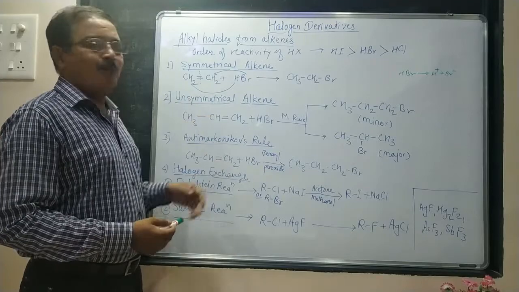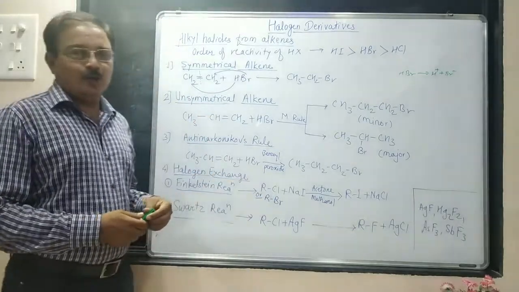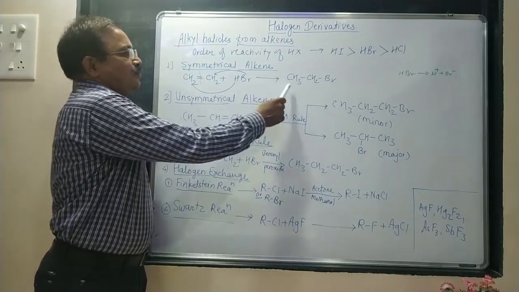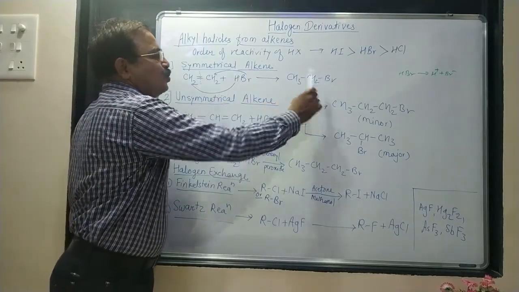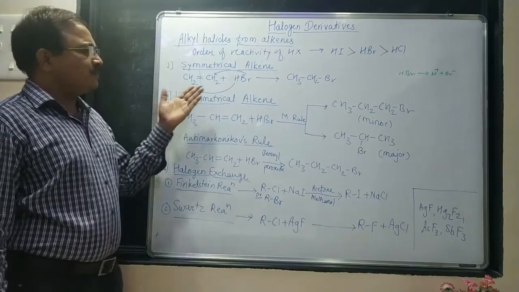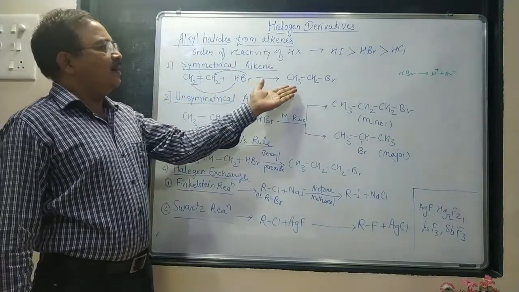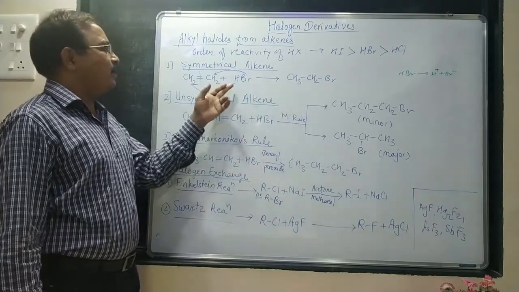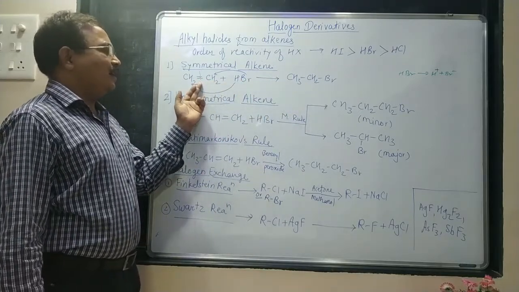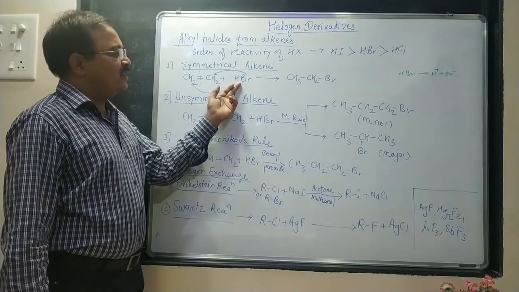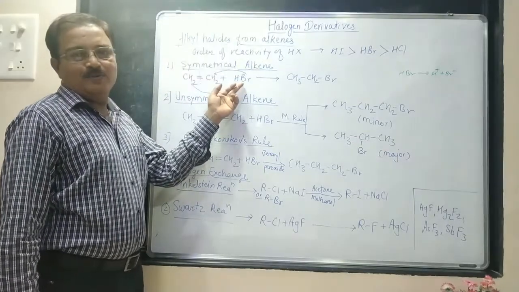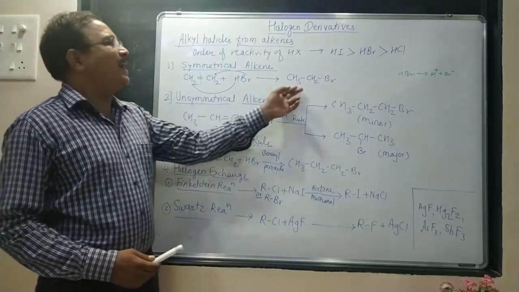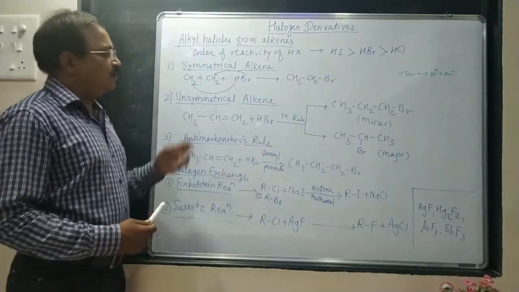So there is no need of addition by applying Markovnikov's rule. Here hydrogen is added on one carbon and Br is added on the other. So we get CH3CH2Br. Here ethyl bromide can be simply prepared, or ethyl chloride and ethyl iodide also can be prepared by using ethylene and HCl, HBr and HI. By using these halo acids, you can prepare the ethyl halide.